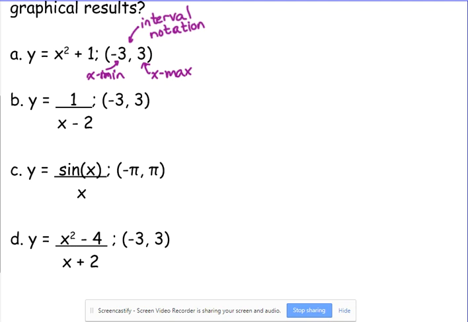So A here, y equals x squared plus 1, is a parabola. It's a quadratic function. Quadratic functions are polynomial functions. Polynomial functions have a domain of all real numbers, so it is continuous everywhere. This function is continuous everywhere. There are no issues, no holes, no asymptotes, no problems whatsoever.